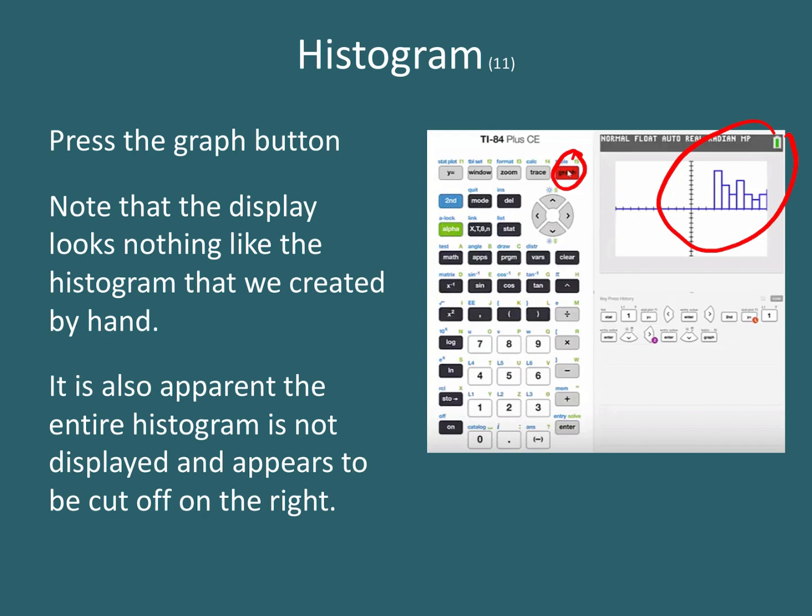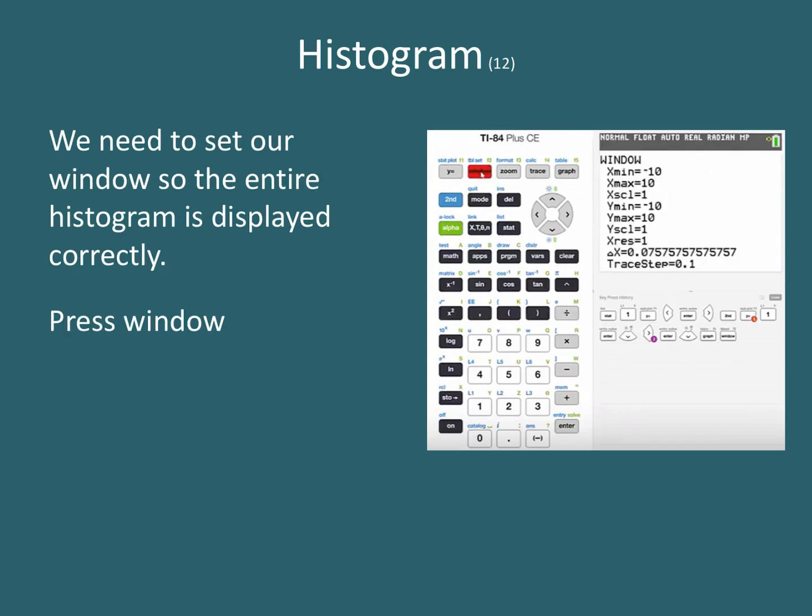Also, you'll notice that our histogram here appears to be cut off. How do we fix this? Well, what we need to do next is hit the Window button to help us get there. So go ahead and click Window, and that'll give us this page here.